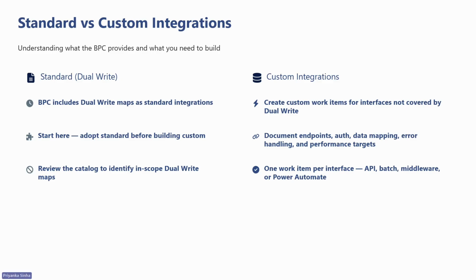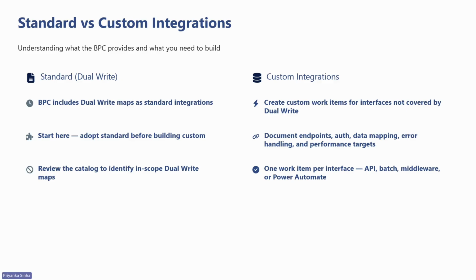Now, custom integrations are for everything not covered by dual write, and there will be plenty: legacy system interfaces, third-party vendor APIs, middleware orchestration, or Power Automate flows. So for these, you need to create custom work items.